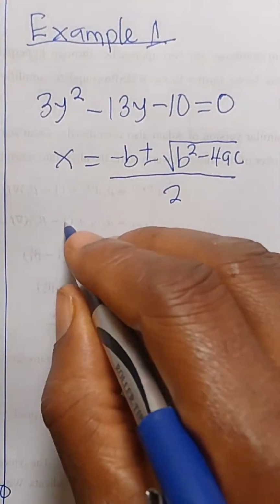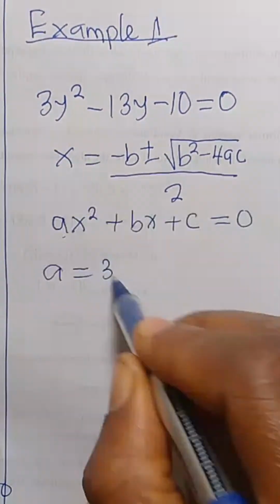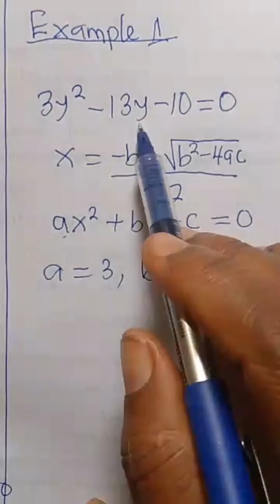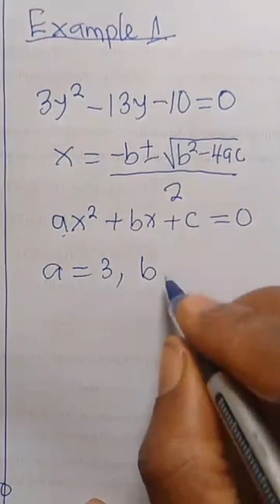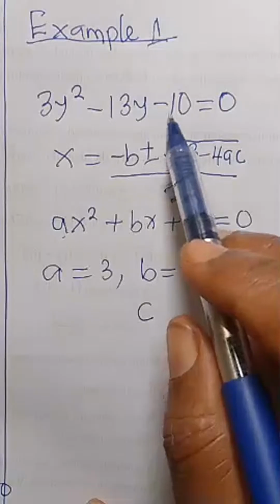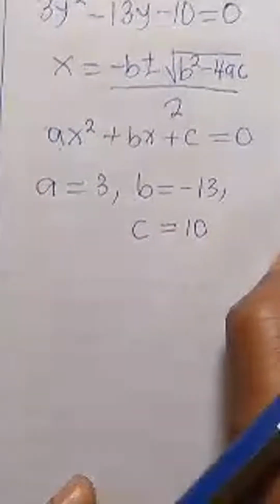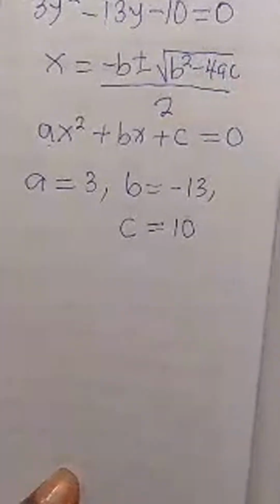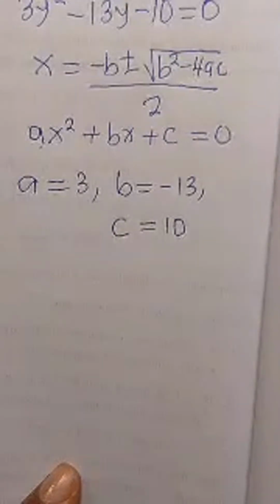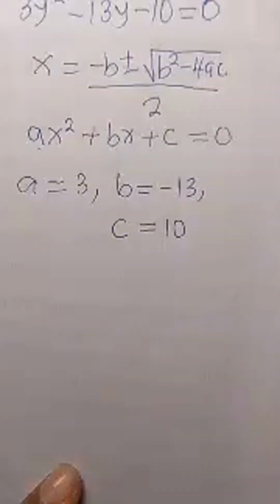Now, we are going to find our a. Like I told you, a standard quadratic formula. Our b is the coefficient of y and is negative 13. So the constant, and that is minus 10. So we are going to substitute it into the formula.